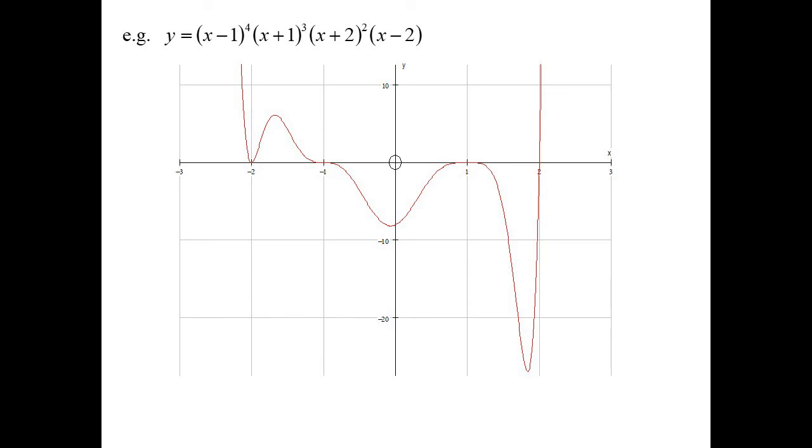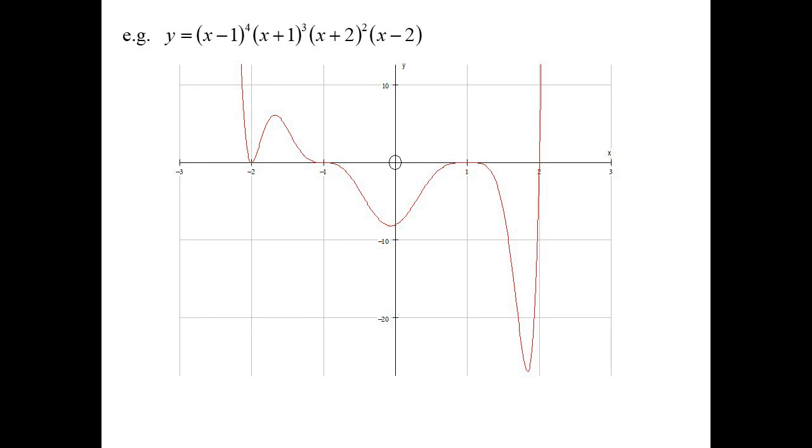We know the constant is 1 times 1 times 4 times negative 2. It's cutting at negative 8. x-intercepts at 1, minus 1, minus 2, plus 2. At 1, it's to the power of 4. So you see how it's got the U shape, but it's flatter than the parabola because the power is higher.